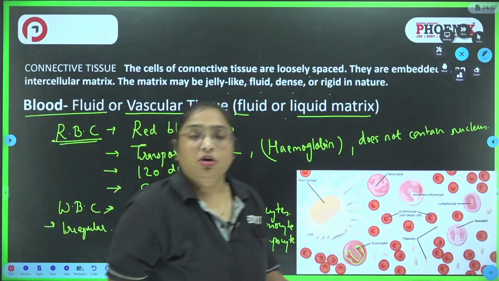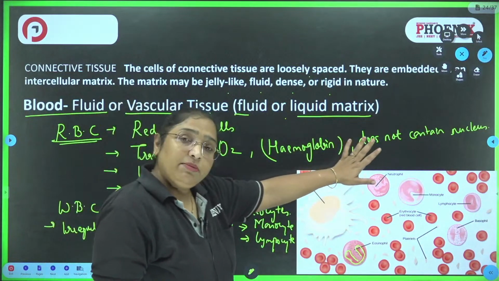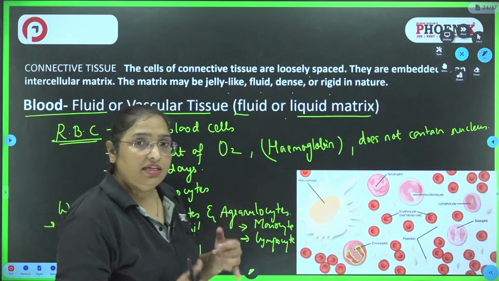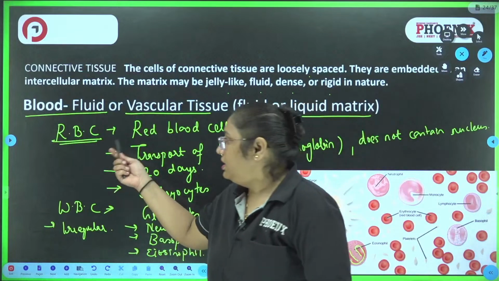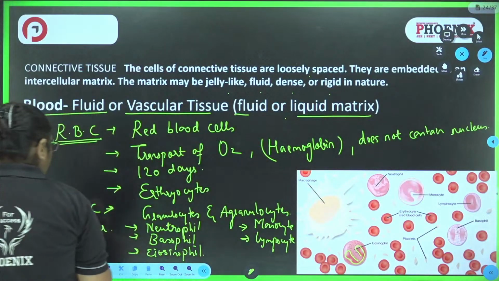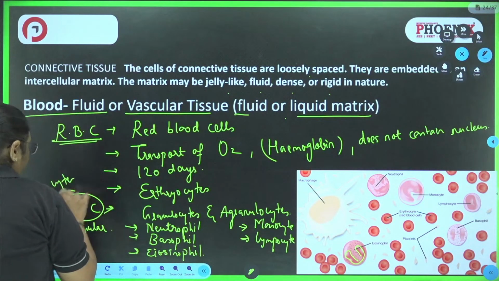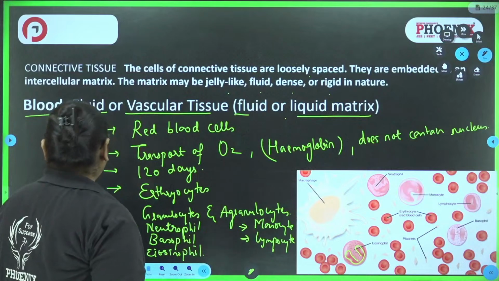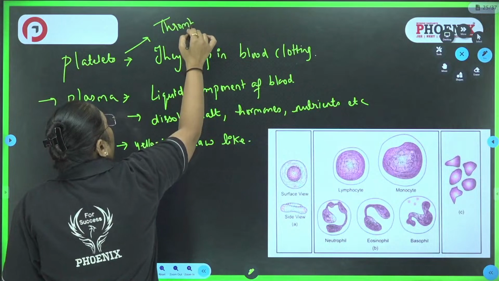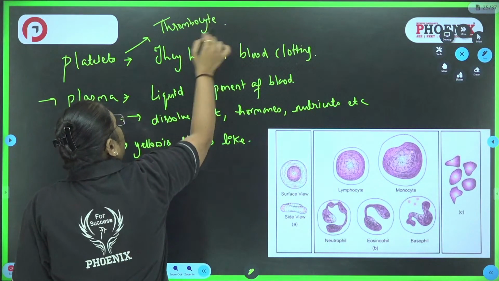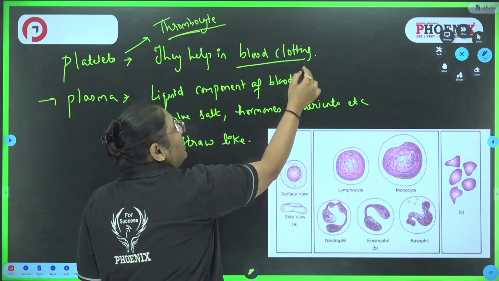So we have studied the liquid connective tissue whose matrix is a liquid, fluid-like matrix. The components of the blood are RBC, WBC, platelets and plasma. RBC is known as erythrocyte, WBC is known as leukocytes, and platelet is known as thrombocyte. It contains the enzyme known as thrombosin, which helps in blood clotting.